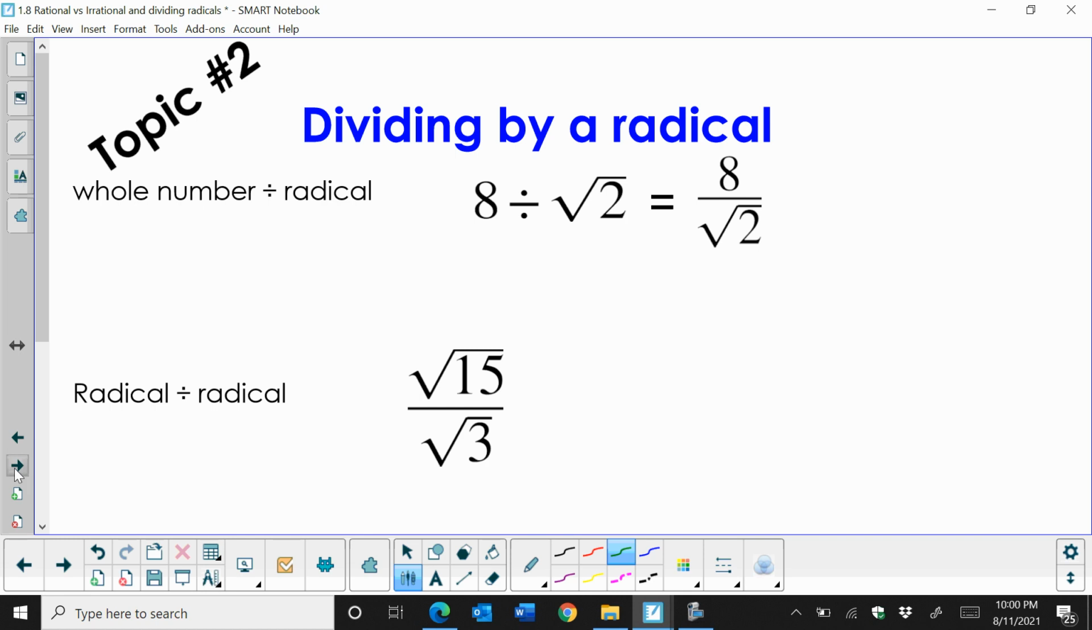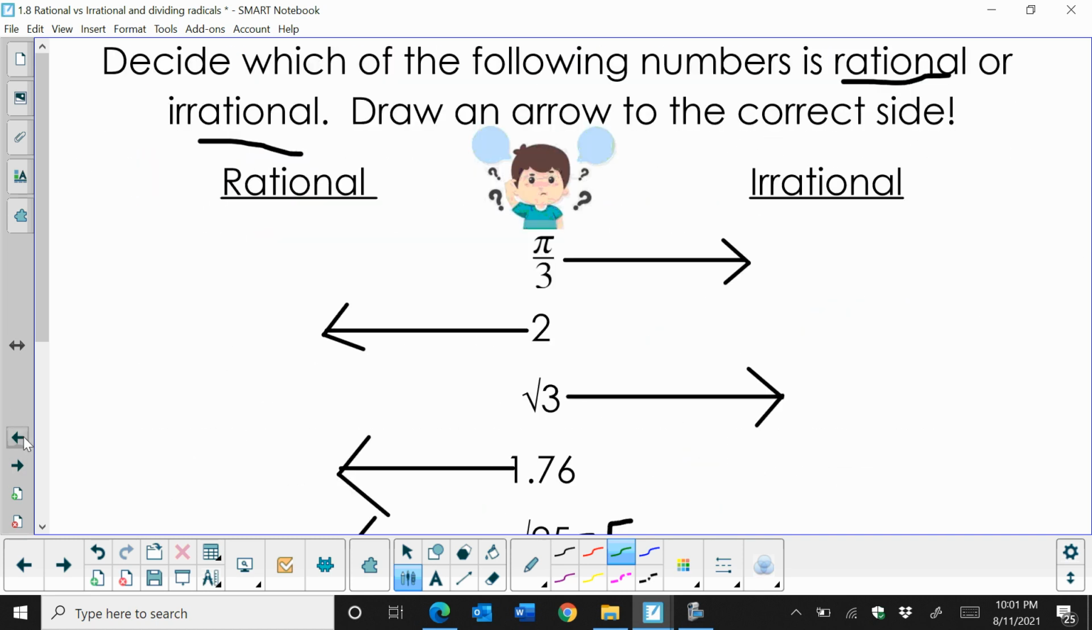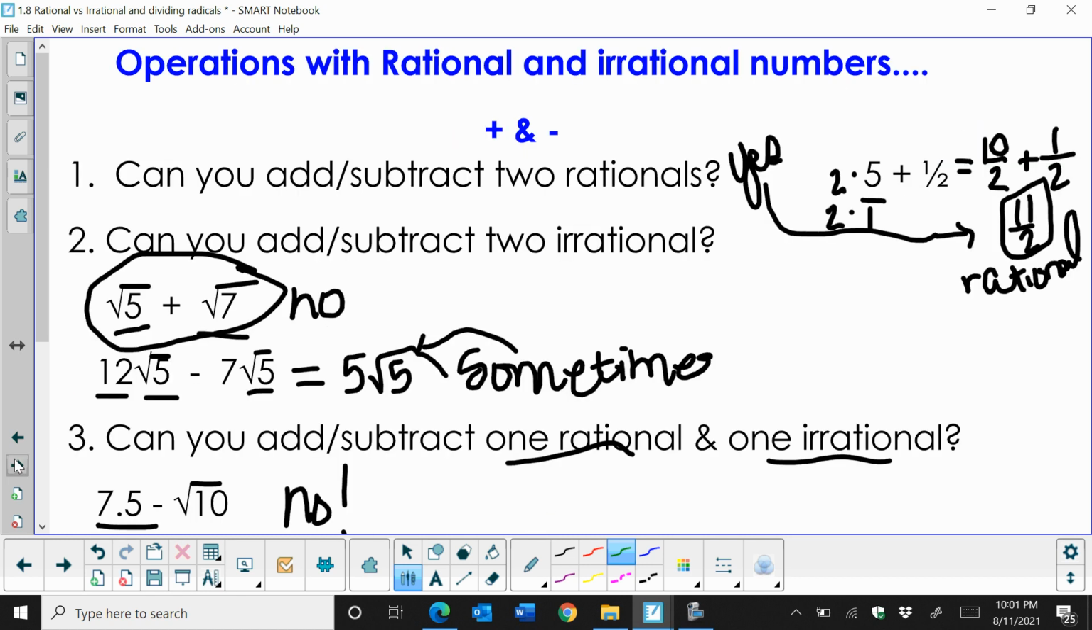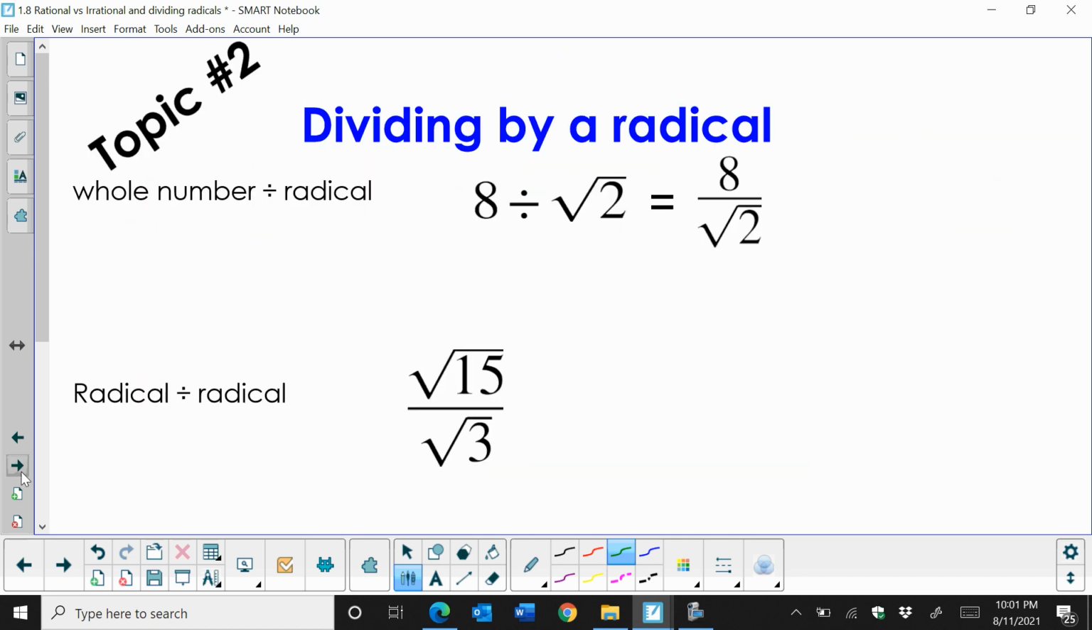So part of your homework is going to be deciding if we have rational and irrational numbers. So let's go back and look at our chart. Do we have a rational number? Do we have an irrational number? And can we do some basic operations, adding and subtracting, with those rational numbers and irrational numbers?